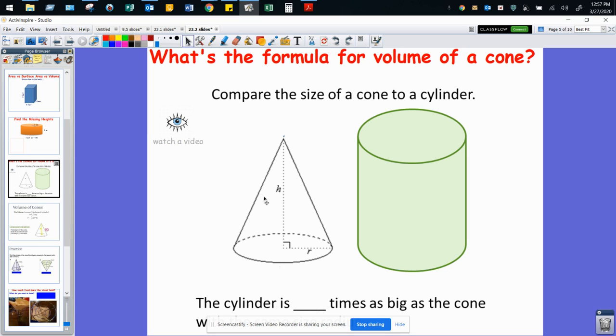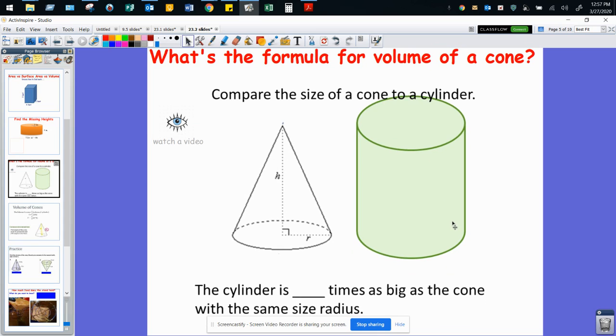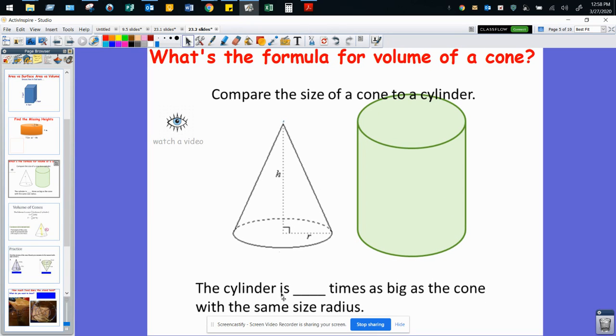Now that you've taken a look at the relationship between cones and cylinders, we can think about that formula again. Remember, when we're comparing cones and cylinders, the bases have to be the same if we're going to actually find out what's going on there. We now know that the cylinder is 3 times as big as the cone with the same size radius. So the radii have to be the same. And it would take 3 cones to actually fill up a cylinder.